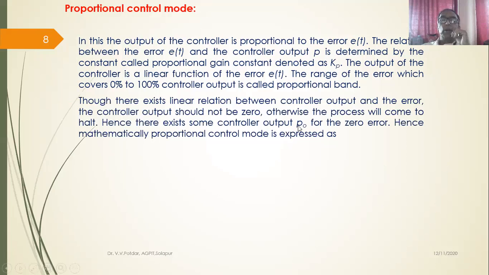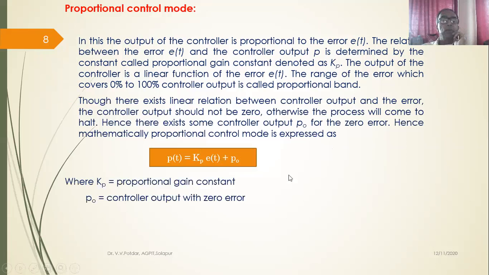Hence, there exists some controller output P0 for the 0 error. Mathematically, this is very important. Proportional control mode is expressed as controller output P(t) equals Kp times E(t) plus P0. Kp is the proportionality constant. E is error, which is a function of time. P is controller output, which is also a function of time. And P0 is controller output at 0 error. So this is the equation for the proportional controller. Kp is the proportional gain constant and P0 is the controller output with 0 error.